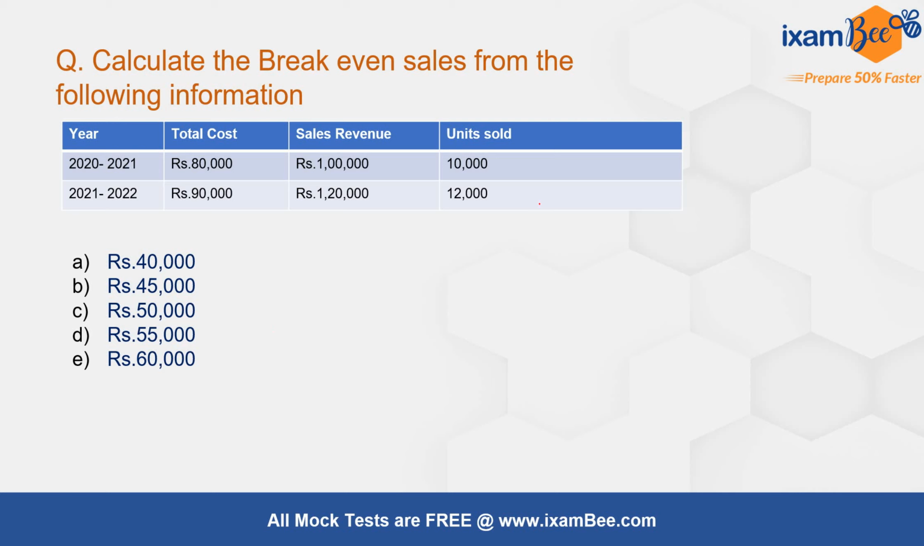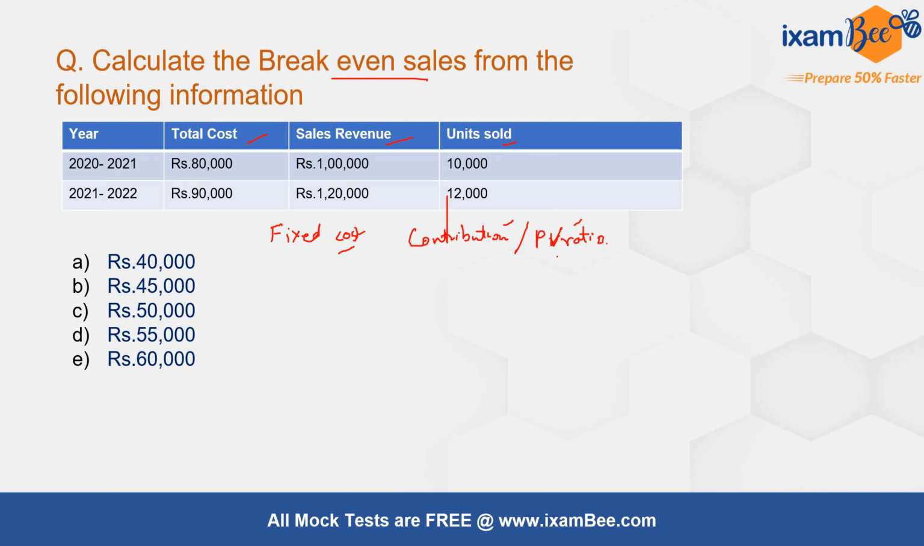Now given this data, what can I see? I have the sales revenue, I have the total cost, and I have the units sold, right? Now to calculate break-even sales, I need certain information like my fixed cost, my contribution, and or my PV ratio. So these are the information that can help me calculate my break-even sales. Now I don't know what fixed cost is, I don't know what my contribution is, I don't know what my PV ratio is. However, there is a way to calculate my PV ratio.